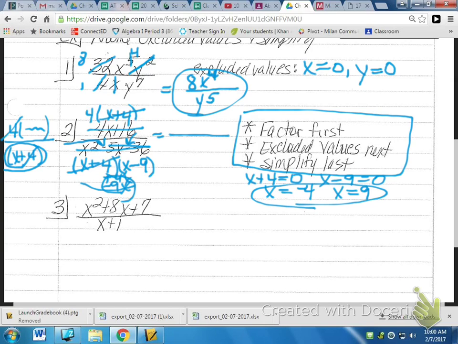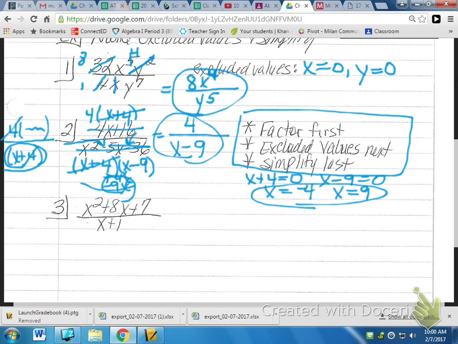But it just so happens in our example at number 2, it has an x plus 4 on top and an x plus 4 on the bottom. So therefore, they cancel out. What's left on the top? A 4. And what's left on the bottom? X minus 9. And that would be your simplified answer, 4 over x minus 9. Questions about that?